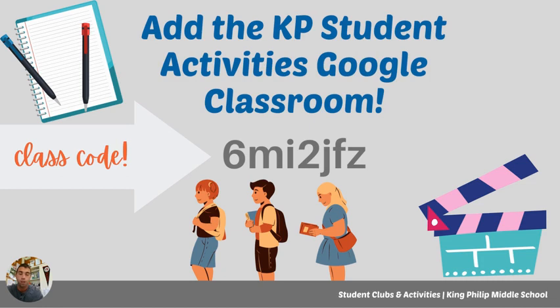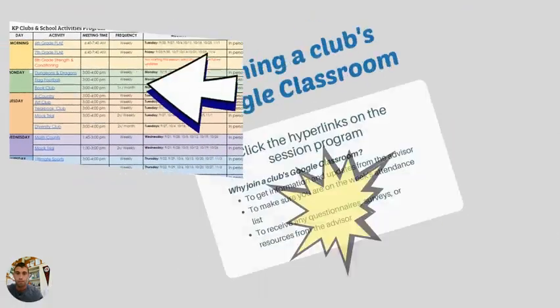If you're interested in joining any club at all throughout the course of the year, you're going to want to have access to this Google Classroom. So please go ahead and enter the code in the middle of the screen. You do that by going to Google Classroom. In the top right-hand corner, you'll see a plus sign, and then you'll join class using that code. On the KP Student Activities Google Classroom, you're going to find everything student activities related, from our programs to our videos to important information and even that weekly sign-up that I was talking about.